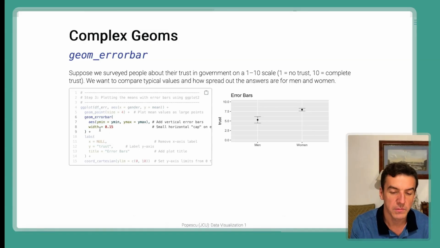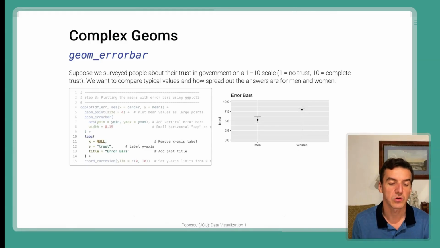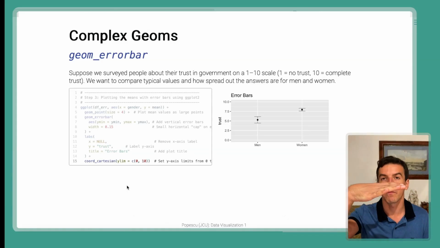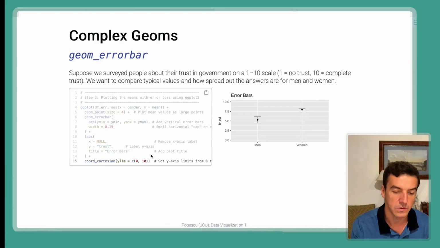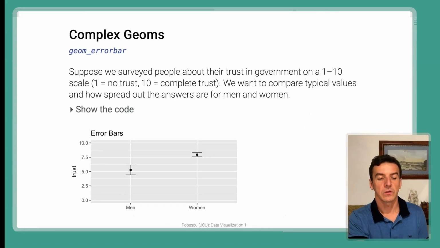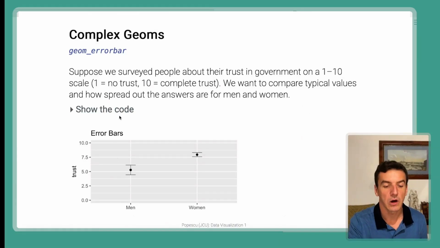This width parameter controls the width of the antennae. Finally, we want to make sure that our X is not labeled, so we simply want to use the genders. Y is trust, and then I also added a title, as you can see here, error bars. As a final touch, I also limited how far up and how far down the y-axis goes. In this case, it goes from 0 to 10. Here's that option. Okay, so this is how we produced our error bar plot.